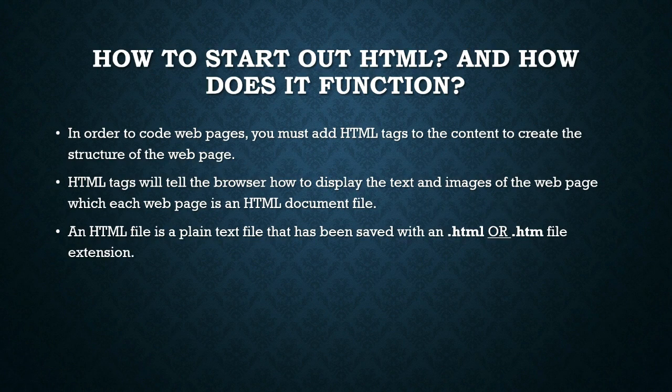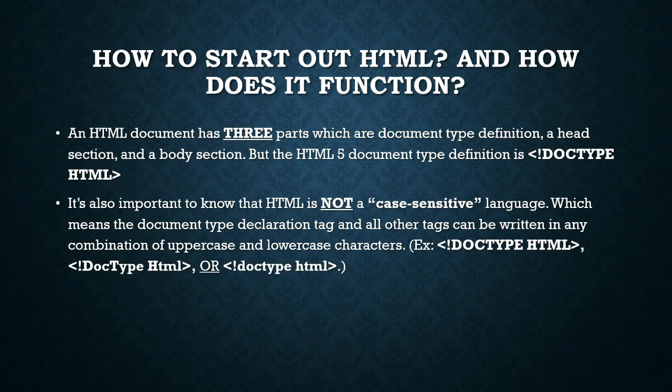How do you start an HTML document, and how does it function? In order to code web pages, you must add HTML tags to the content to create the structure of the web page. HTML tags tell the browser how to display the text and images of the web page, and each web page is an HTML document file. An HTML file is a plain text file that has been saved with a .html or .htm file extension. An HTML document has three parts: a document type definition, a heading section, and a body section.